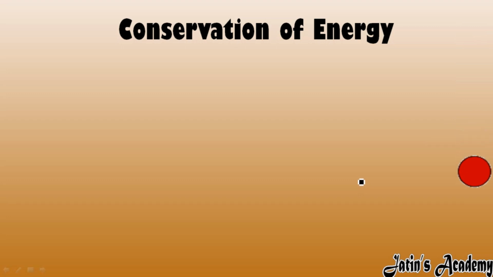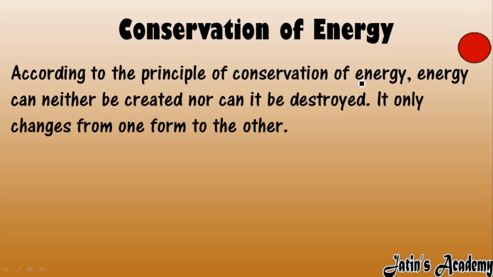Next we have conservation of energy. So what is the definition of conservation of energy? According to the principle of conservation of energy, energy can neither be created nor be destroyed. It only changes from one form to another form. It means that we can't create energy, we can't destroy energy. We can convert energy from one form to another form.